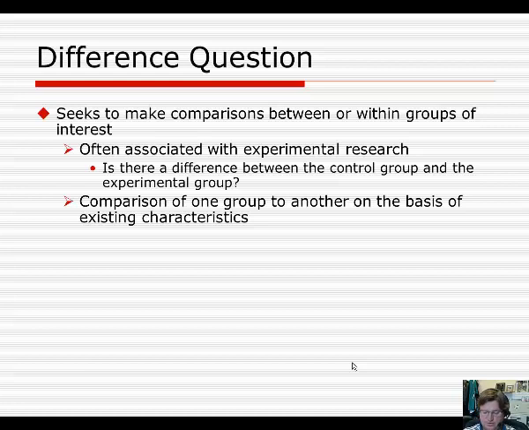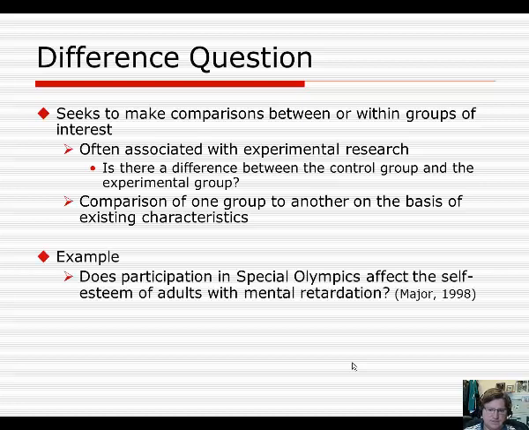Okay, that was already pre-established data. So difference questions, this is the experimental type research. This is the trendy kind of research, fun research, because you're putting people into groups and you're doing different things with those groups, unless it's already a pre-existing condition. Does participation in Special Olympics affect the self-esteem of adults with mental retardation?